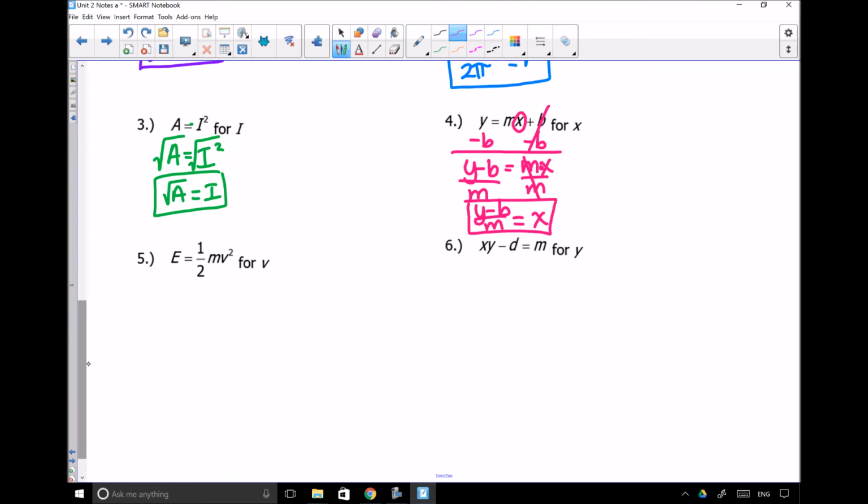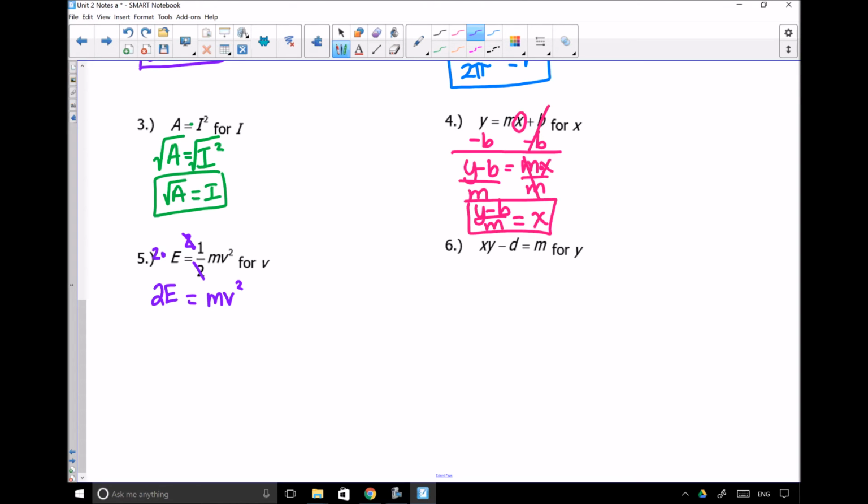All right, so let's take a look at number 5. In number 5, my goal is to get this b alone. This is another tricky question. So the first thing I'm going to do is clear my fractions. I don't like this 1/2. So how do I get rid of it? I multiply both sides by 2. If I multiply this side by 2, I multiply this side by 2. Well, this 2 and this 1/2 cancel out. So I end up getting 1mv squared, or just mv squared. And here I end up getting 2e.